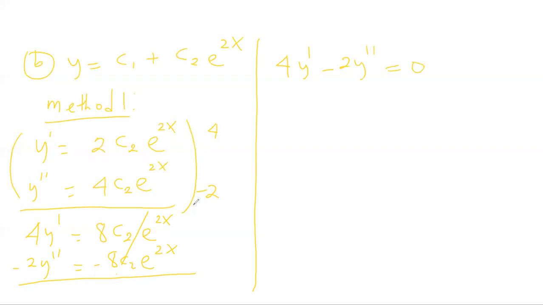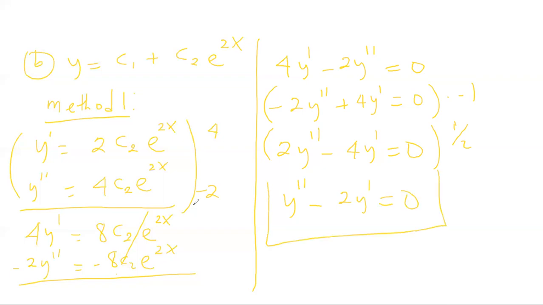So I want to rewrite this guy as minus 2y double prime plus 4y prime equal to 0. So I can multiply by negative 1. So 2y double prime, negative and positive is negative 4y prime, equal to 0. So what I'm going to do, I want to reduce this. Reduce by 2 is y double prime minus 2y prime equal to 0. This is the differential equation of the problem. So you can see that there's no arbitrary constant in this equation.